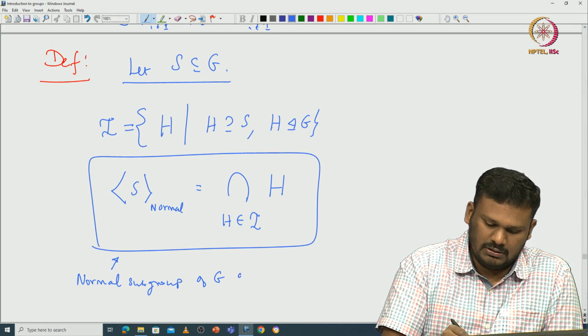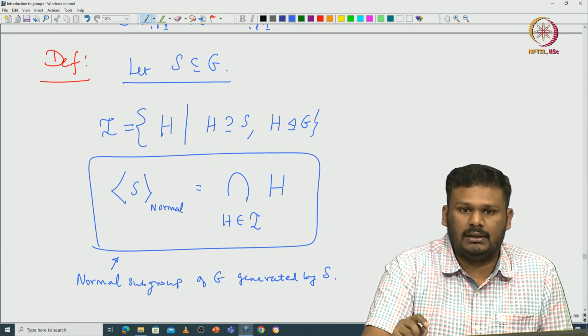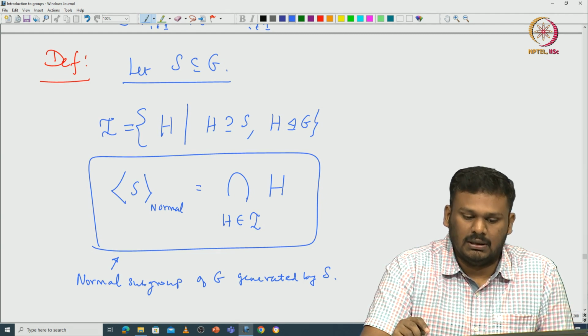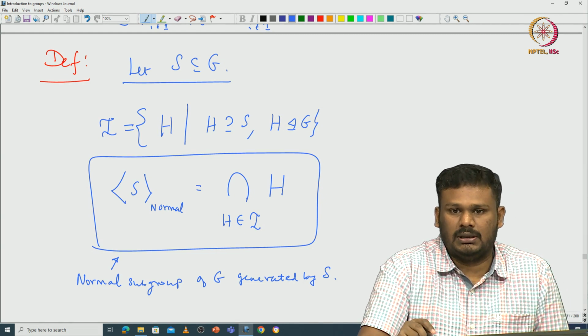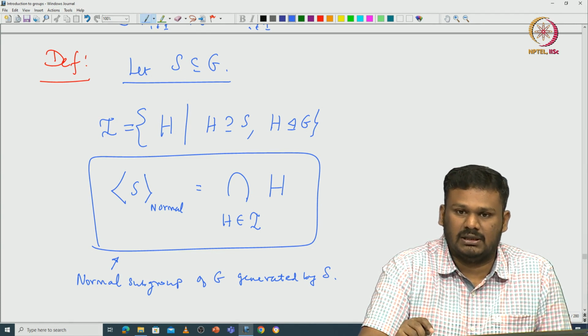of G generated by capital S. Of course, this is defined theoretically. So, you may wonder why one would be interested in something like this. This is actually very important in order to define what is called a presentation of a group.